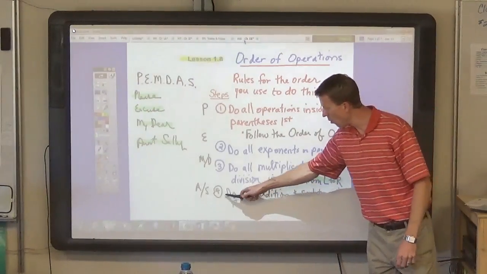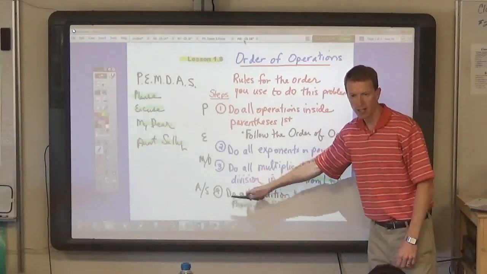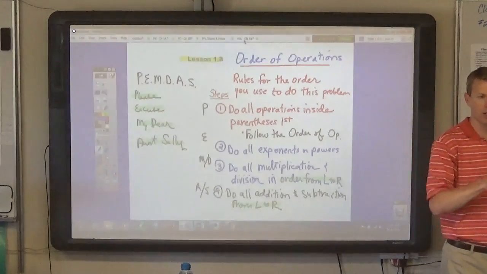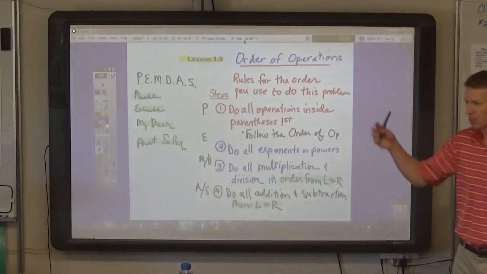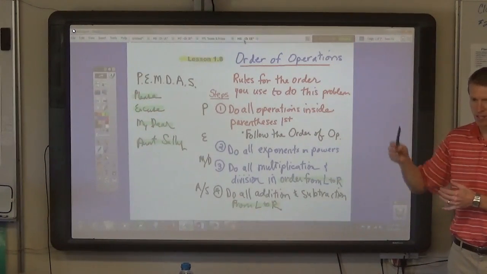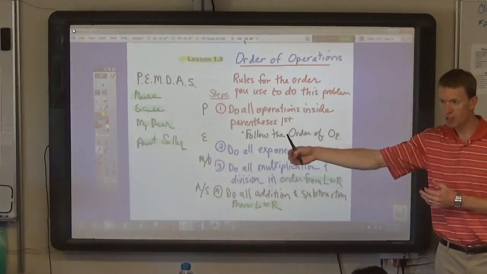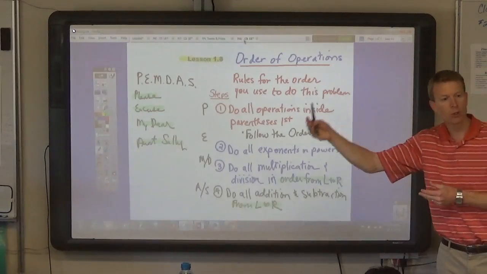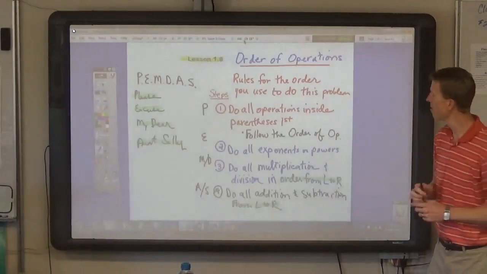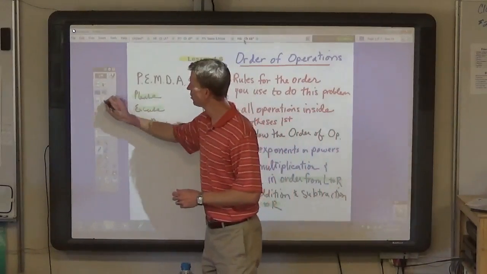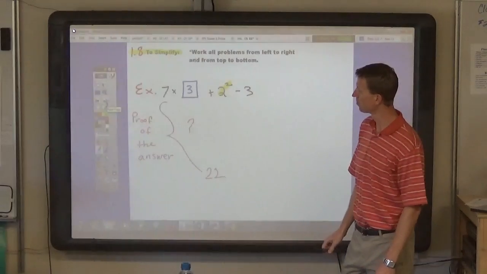Then, once you've done all the division and multiplication, you go on to step 4 and do all addition and subtraction in order from left to right. So, if there's addition and then subtraction, you do the addition and then subtraction. If there's a subtraction first and then addition, you do the subtraction first. So remember, you're always working from left to right, and you're also working from top to bottom, okay?